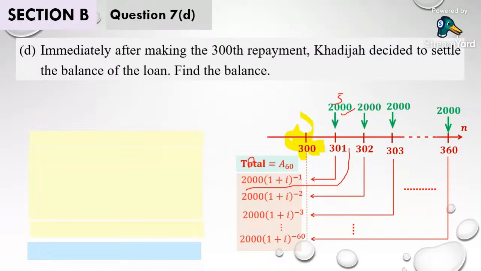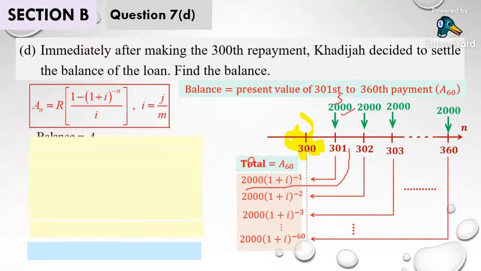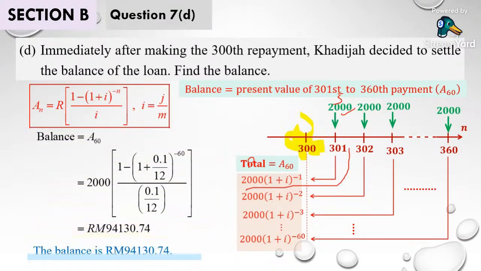So in this case, all the 60 payments are in the future. Therefore, I can use A60 to calculate the answer. And this is the answer: 94130.74. So therefore, this is the answer that I have for question number 7 for Section B for finance questions.